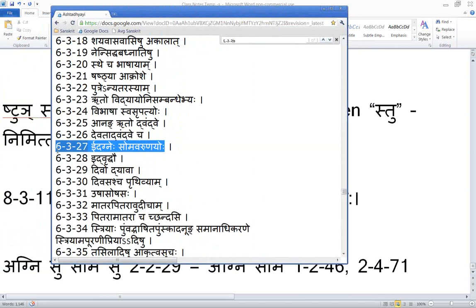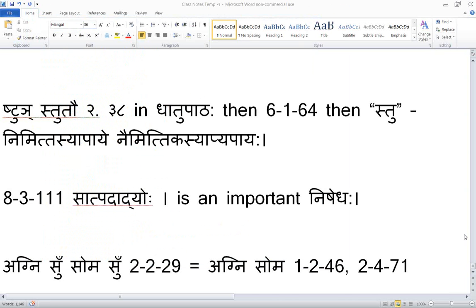If you have Agni as the purvapadam and the uttarapadam is Soma or Varuna, and these are all devatas, then we can apply it. It is not somebody's name, by the way. You have to be careful, it has to be a devata. If somebody is called Agni and somebody is called Soma, then it will not be Agni Shomau. Only when it is a devata. So then Agni Shomau.